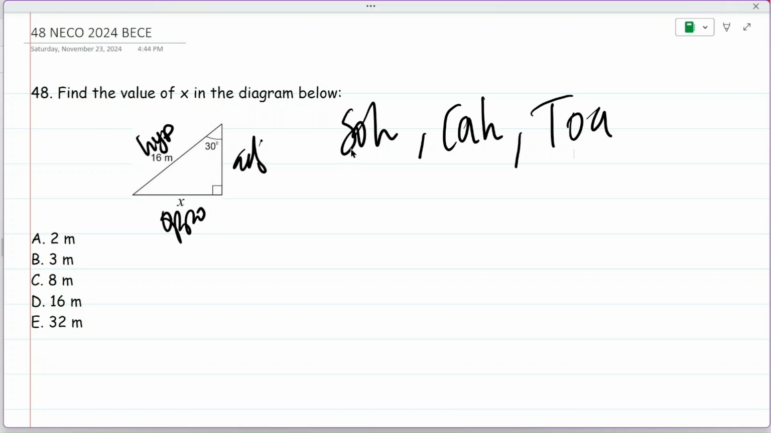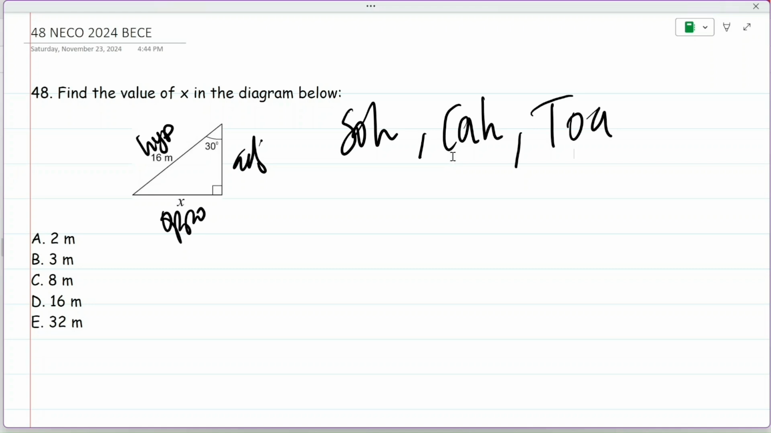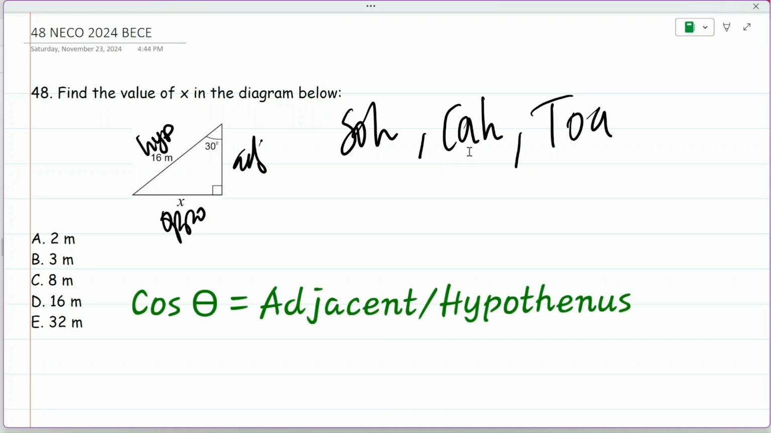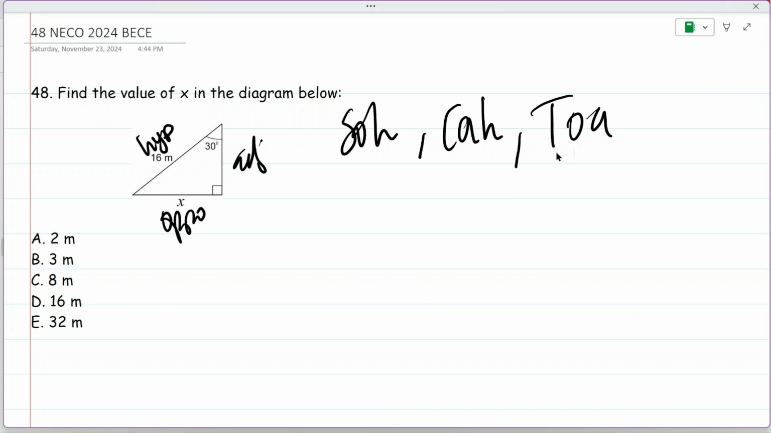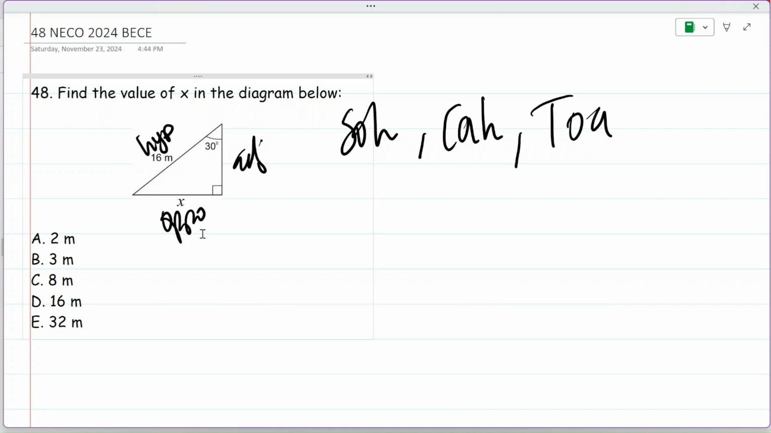The S represents sine theta, the O represents opposite, the H represents hypotenuse. This C represents cos, this is cos theta, the A represents the adjacent, the H represents the hypotenuse. For T, this is tan theta, O represents opposite and A represents adjacent. The formula that has the opposite and the hypotenuse is the one we're going to use in this case. That's OH, which is SOH.